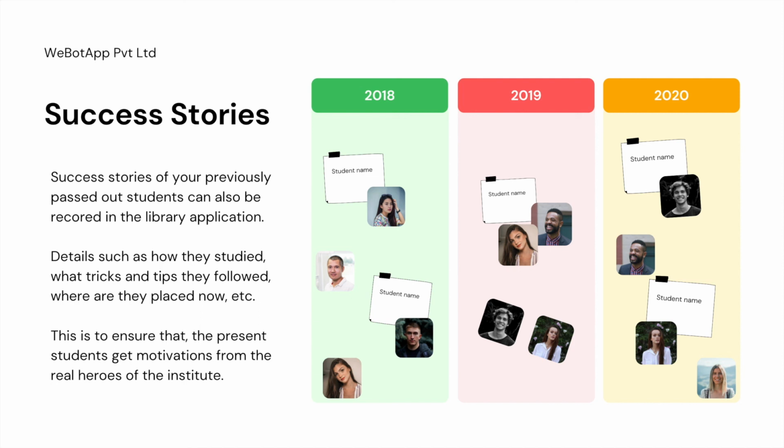The present students can access those success stories and study them, and this is only to get the present students motivated. It will motivate them, and it will also help them to work hard and get better results in their terms.